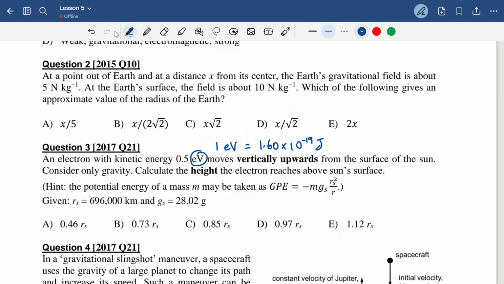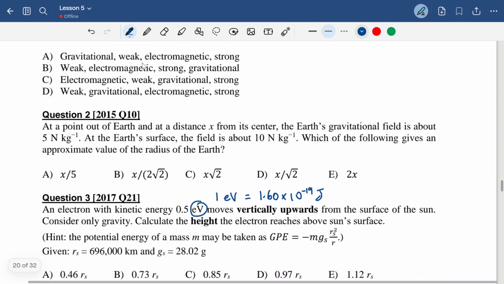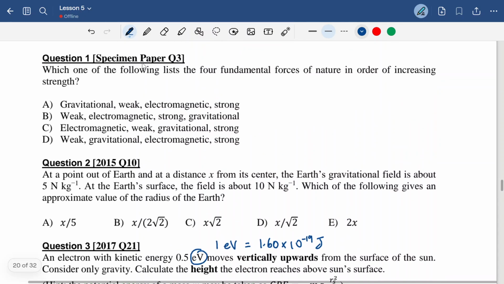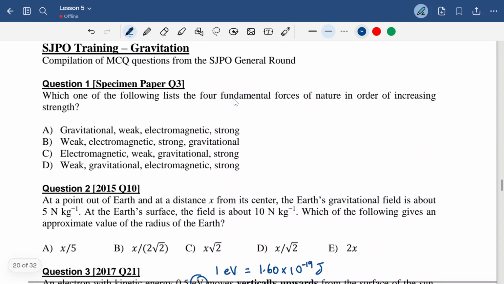Okay, so let's start with question 1. Then I skip this. This is actually a 2018 paper, just that at the time it's in the 2008 paper. Now, which of the following lists the 4 fundamental forces? I didn't know which topic to classify this under. That's why I put it under gravitation, because there's the word gravitation.